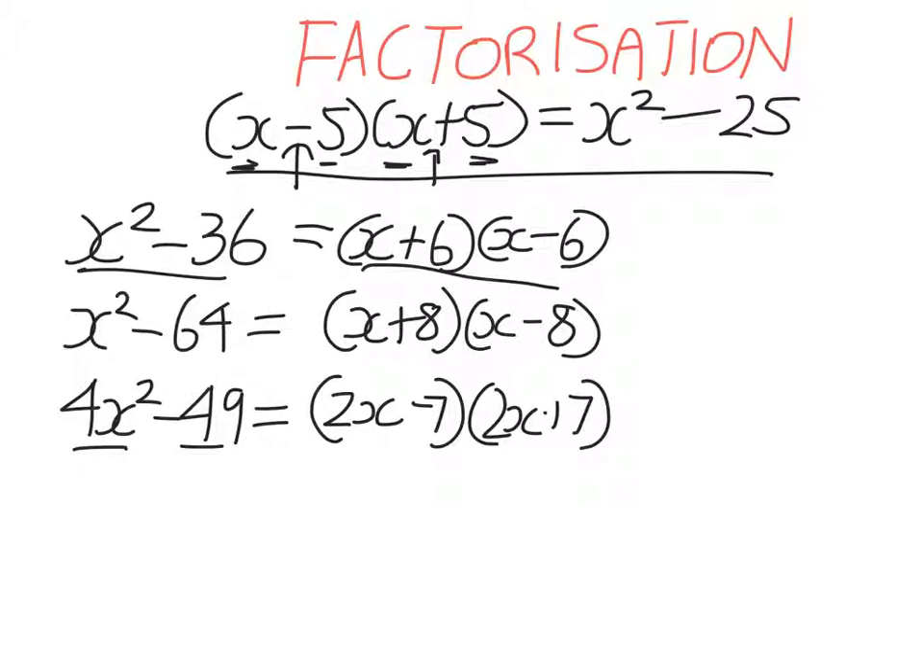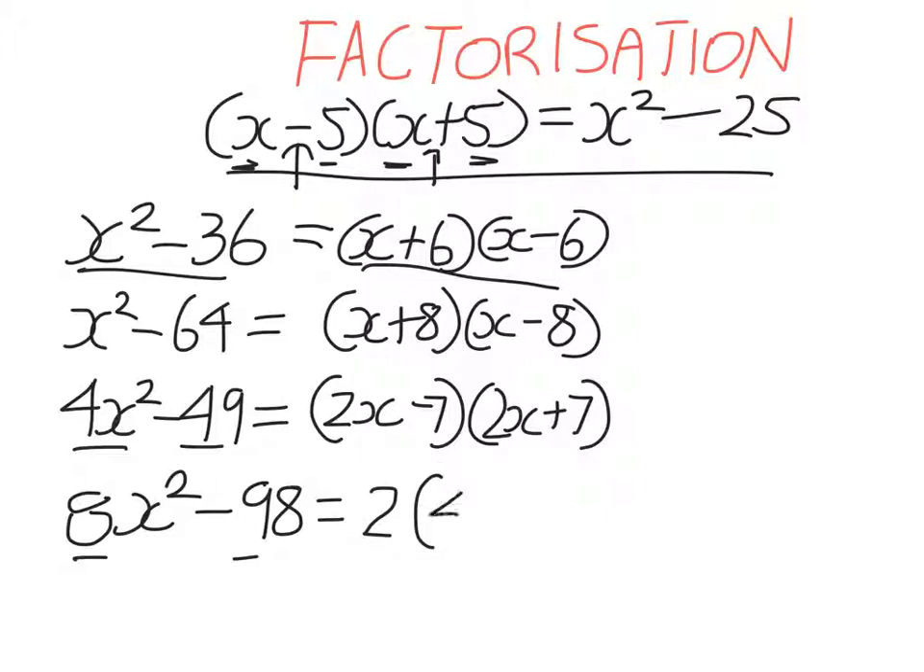Now sometimes you'll have to use difference of two squares and a highest common factor. So let's say I have something like 8x squared minus 98. So here, 8 and 98 are not squares. They're not perfect squares. So I can't just use the difference of two squares. But 8 and 98 do have a common factor. And their highest common factor happens to be 2. So what I can do is take out a factor of 2. So 8x squared divided by 2 is 4x squared. Minus 98 divided by 2 is minus 49.